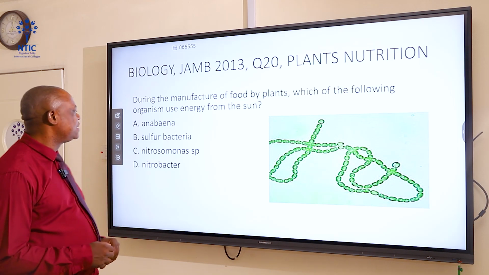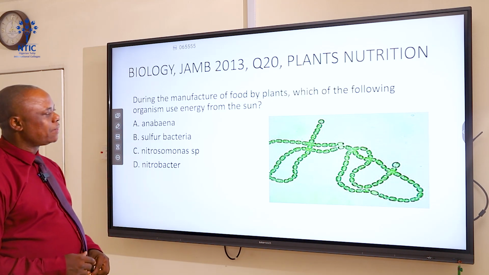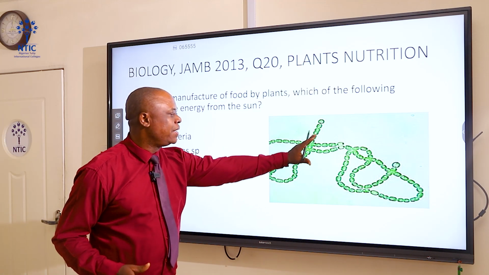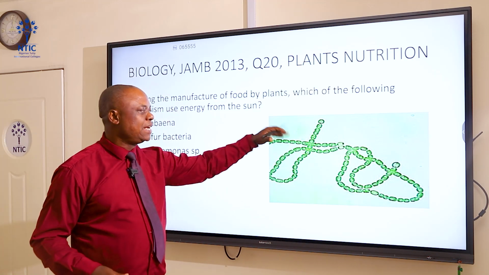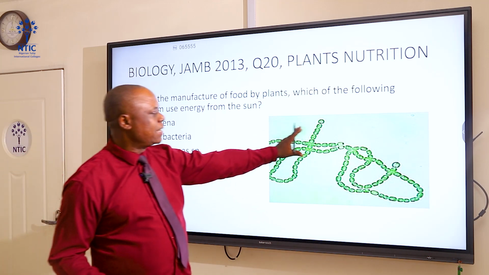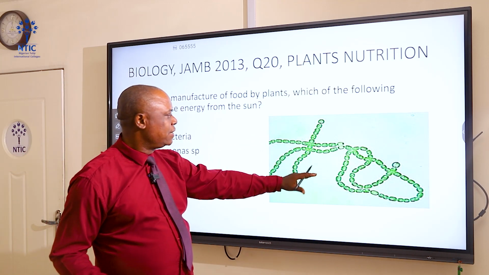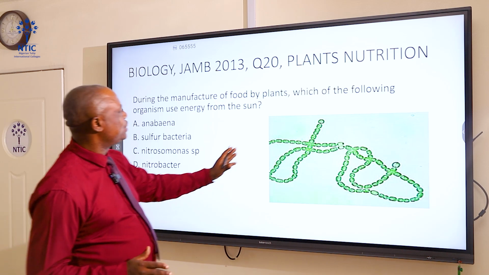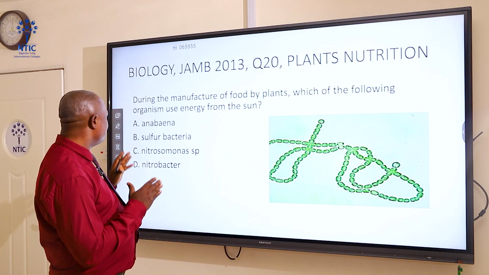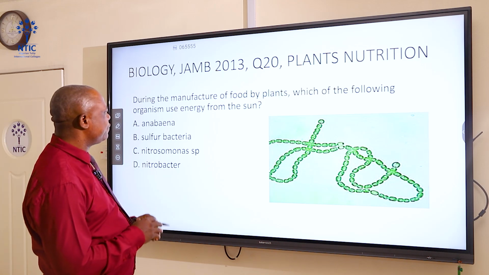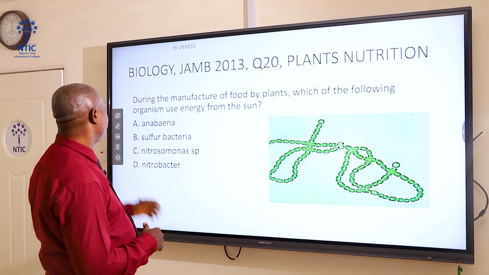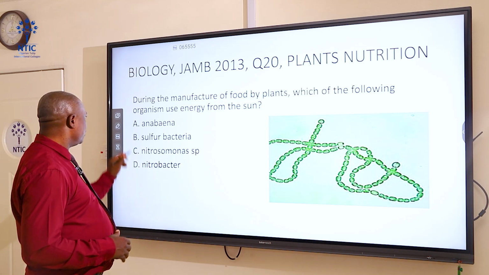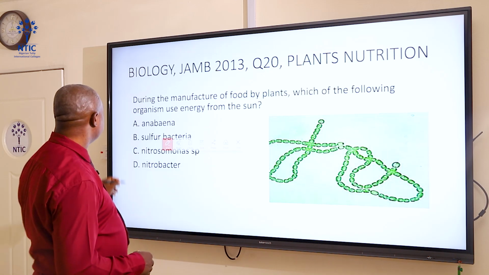That's under chemosynthesis. But we have the Anabaena, due to the fact that it possesses green pigmentation, like what you can see in the picture here. This is a picture of an Anabaena, the chain form of Anabaena with green pigmentation. And therefore, because of the green pigmentation, they are able to synthesize their food with the use of sunlight energy. So option A is the answer to this question.